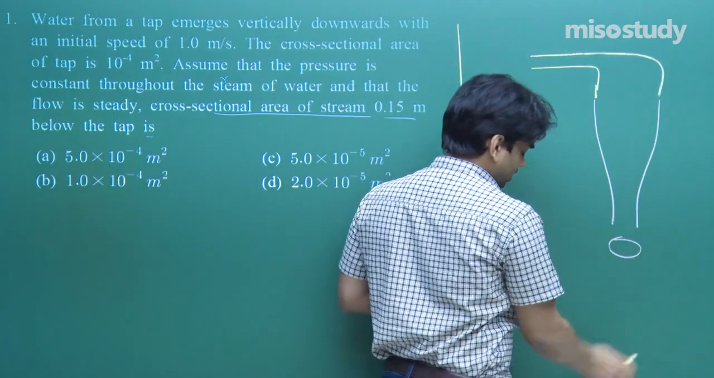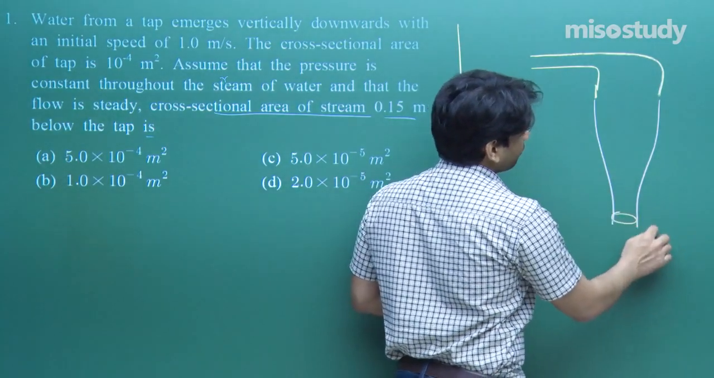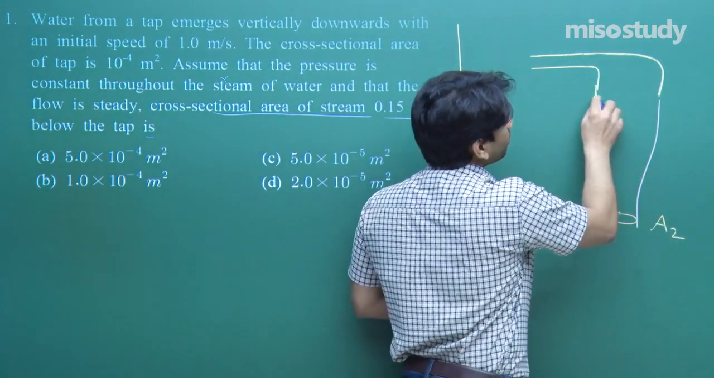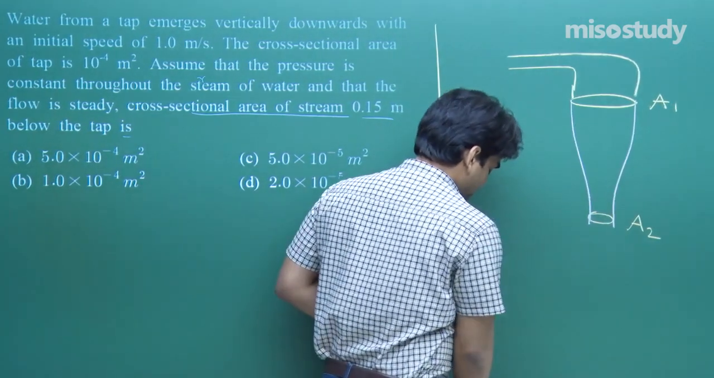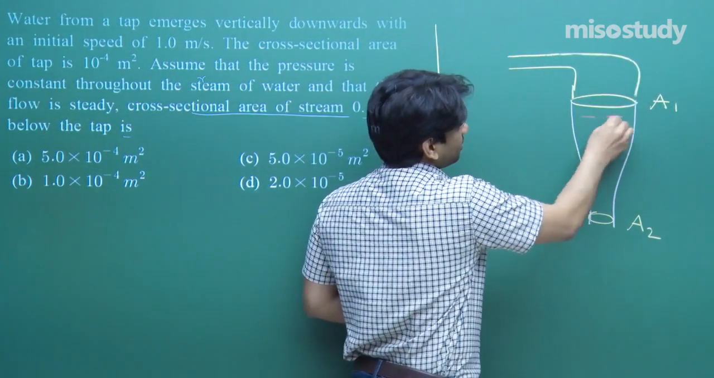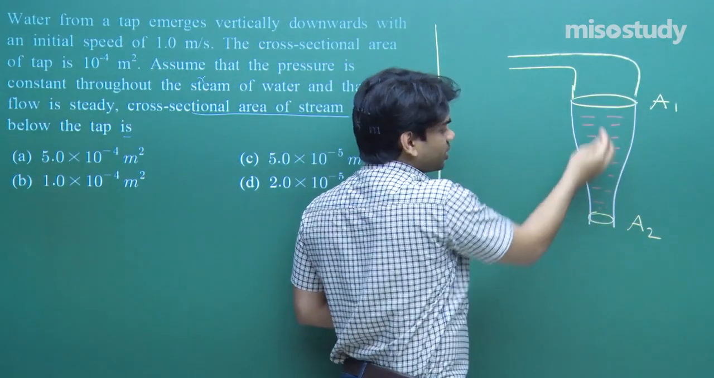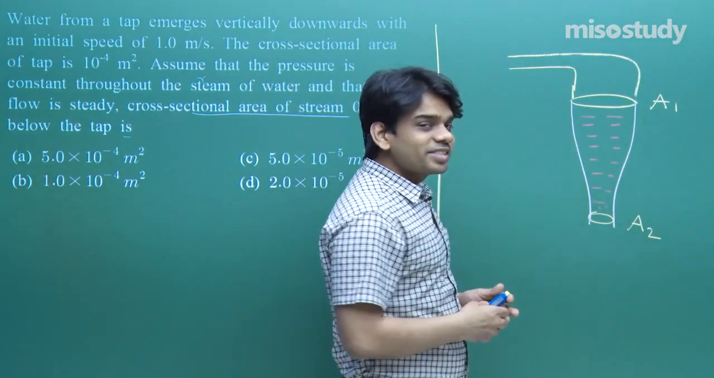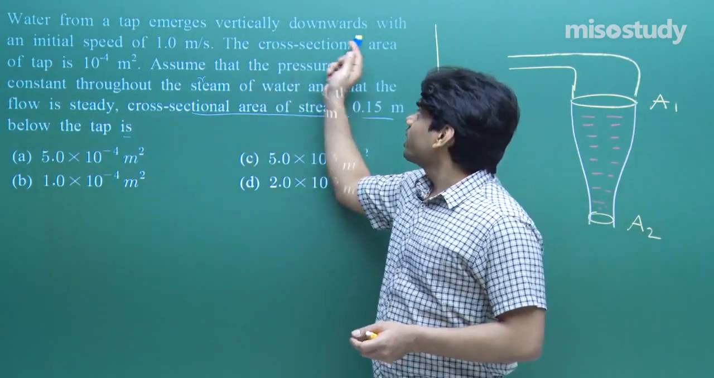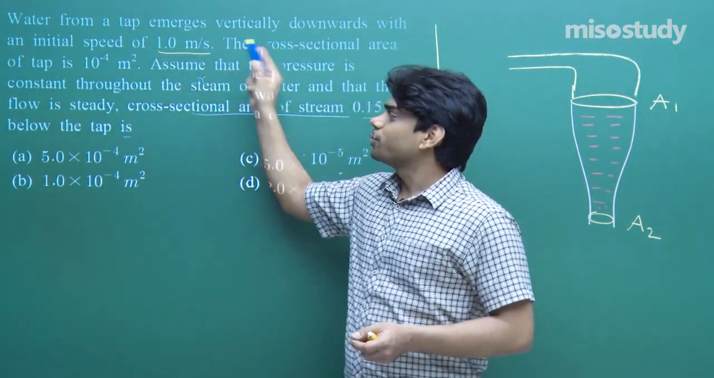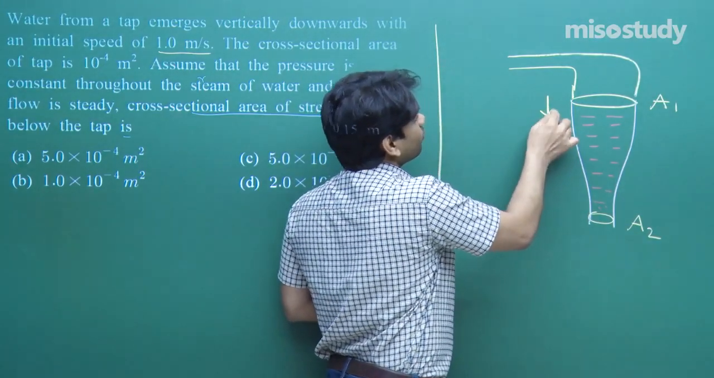So let's say the area of cross section at the bottom is different, and let's say it's A2. The area of cross section at the top is A1. So this is the water that is coming out through the tap. Try to understand that I have drawn a stream of water coming out from the tap. Now, if you read the question statement, water from a tap emerges vertically downwards with an initial speed of 1 meter per second. That is, the speed at this point is 1 meter per second.